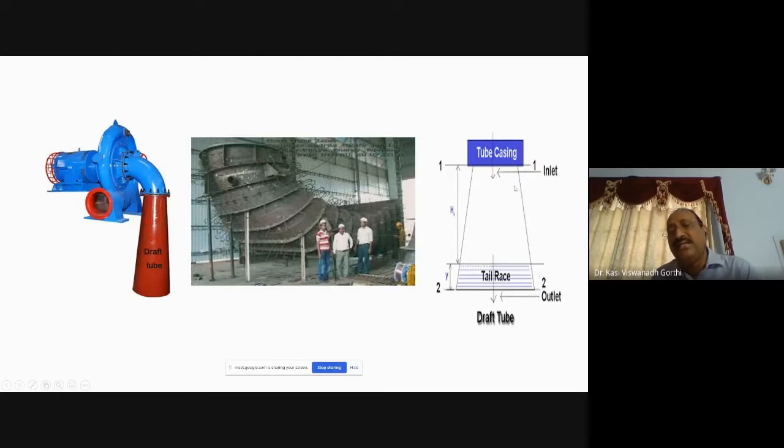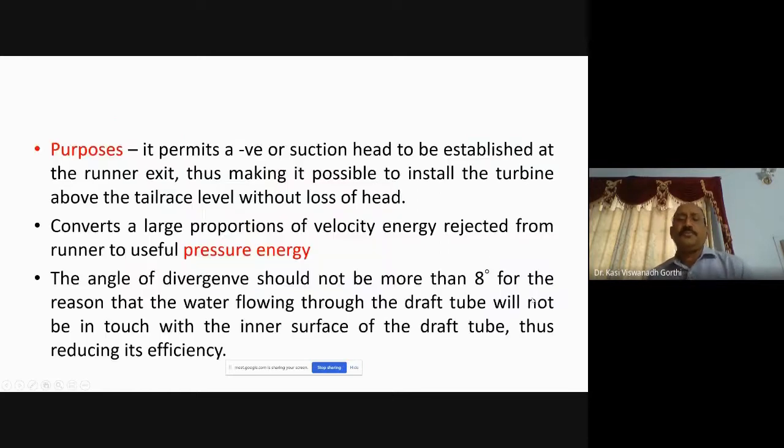This is the tail race, and this is the inlet of the draft tube, and this is the outlet of the draft tube. The purpose of providing the draft tube is that it permits the negative pressure, or the pressure which is less than the atmospheric pressure, to be there. That is called the negative pressure or suction head, to be established at the runner exit, thus making it possible to install the turbine runner exactly above the tail race without having much of the loss of head.